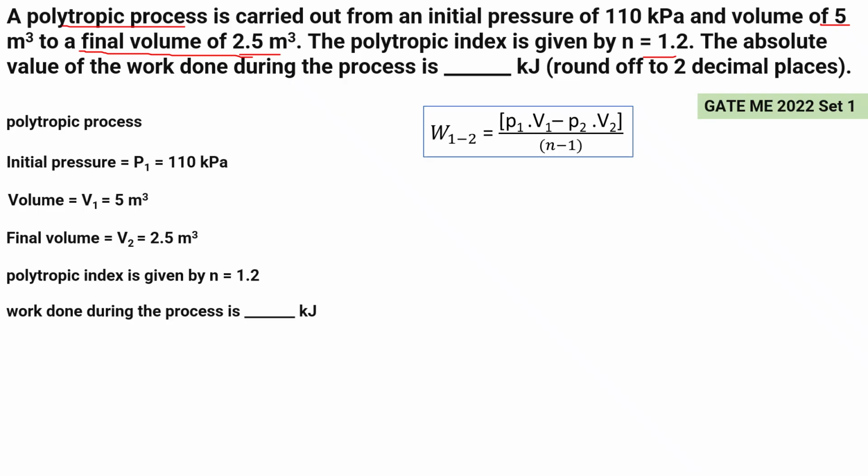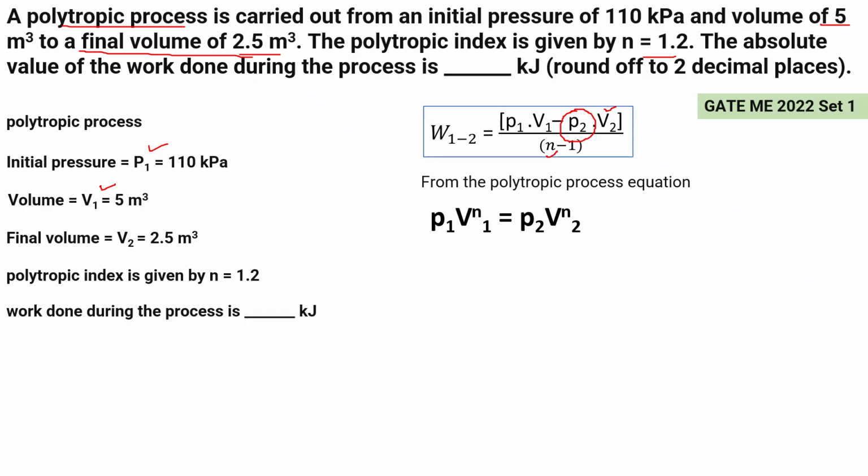So we know that the work done during the polytropic process is (P1 V1 minus P2 V2) divided by n minus 1. Here small n is the polytropic index. So here the P1 value is given, V1 value given, n value also given, V2 also given. So we have to determine the P2 value.